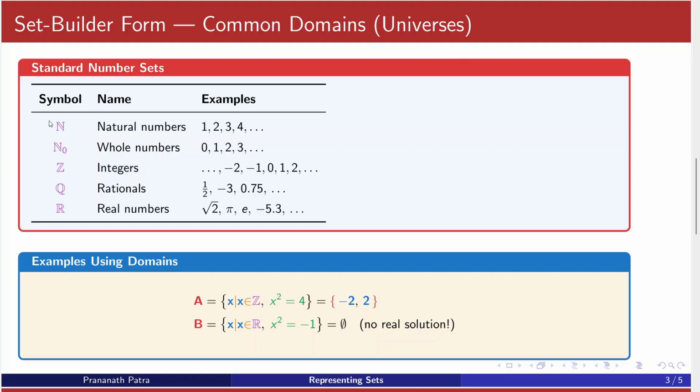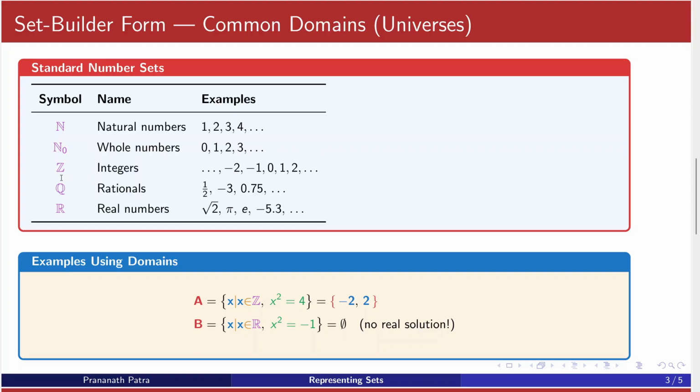The symbol n stands for the natural numbers. These are our standard counting numbers, 1, 2, 3, 4, and so on. If we add a 0 subscript, creating n0, we mean the whole numbers. This simply takes our natural numbers and adds a 0 to the beginning, 0, 1, 2, 3, and so forth.